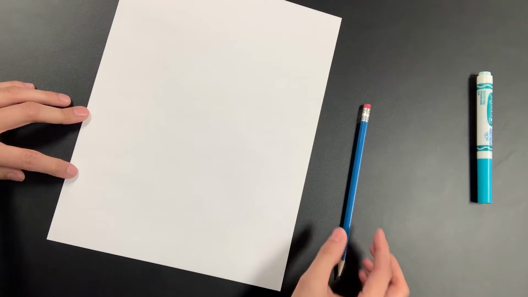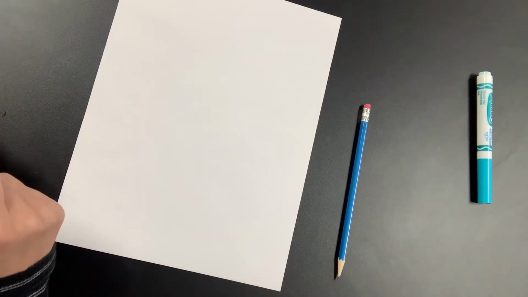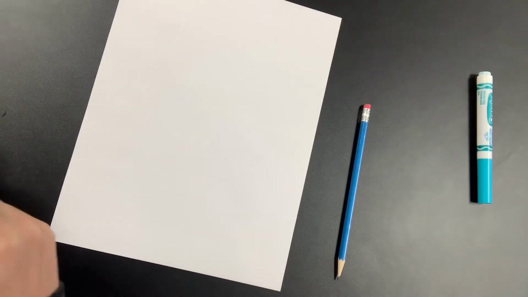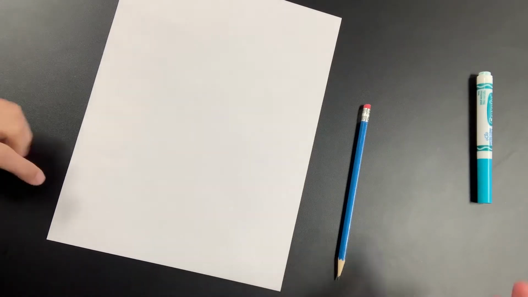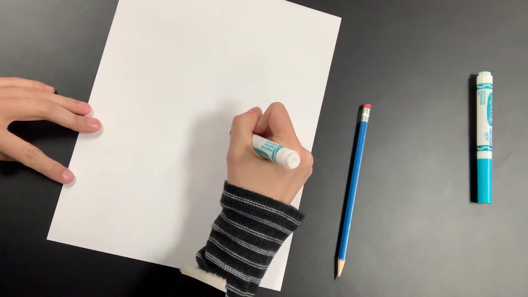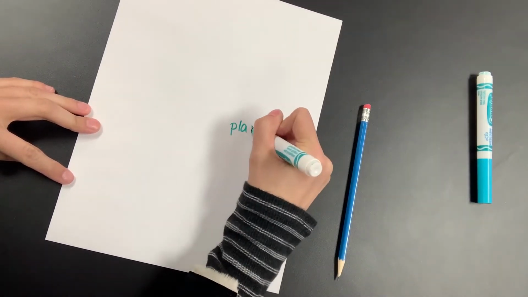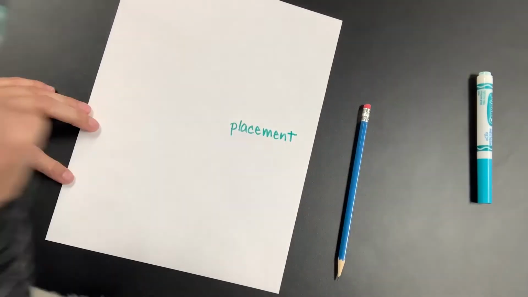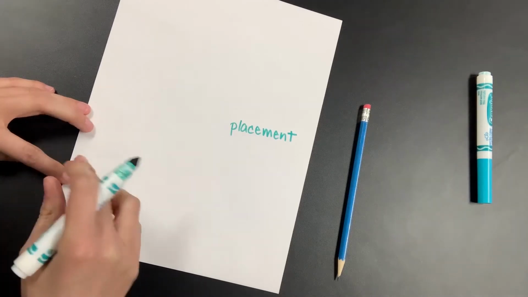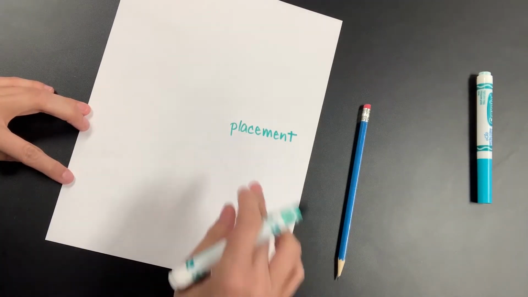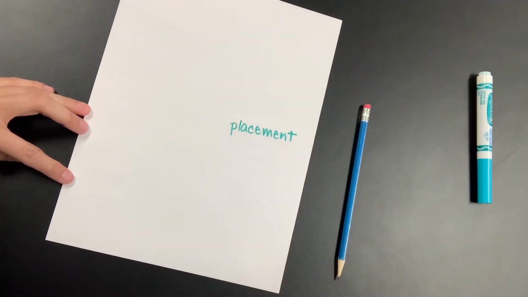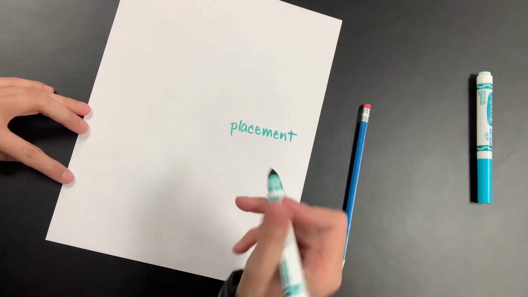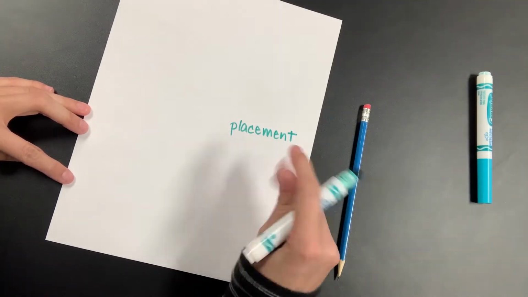So there's just some vocabulary words that we will go over first. One of those words is placement. Placement. So I'm going to write that right here. You do not need to write this on your paper unless you have two pieces of paper, one for doing your drawing and one for writing down these vocabulary words. So a lot has to do with this word placement.